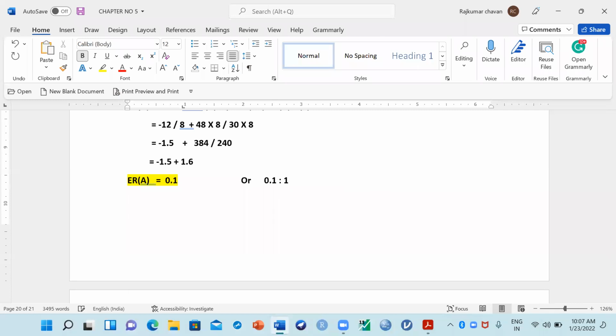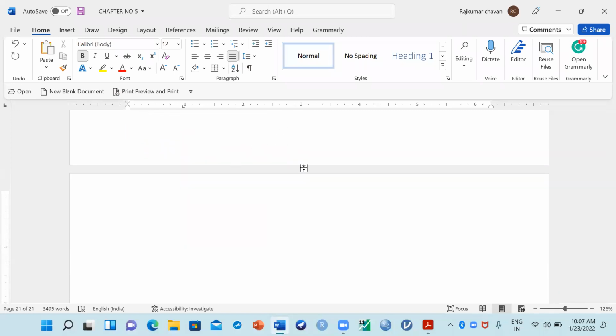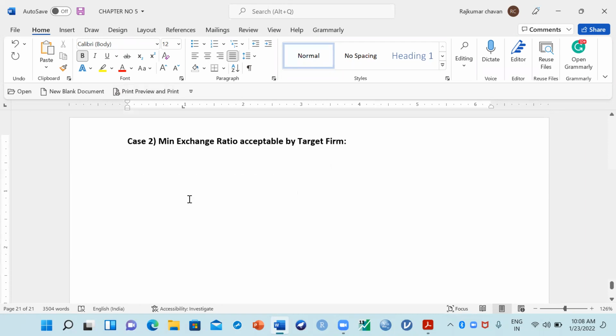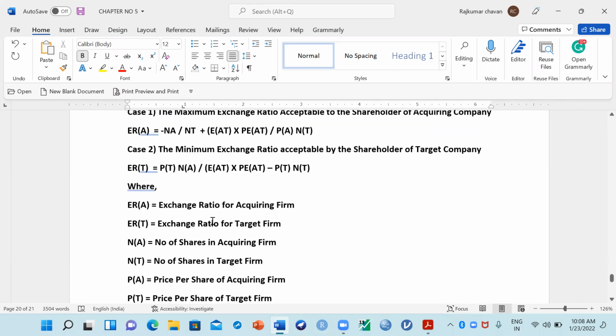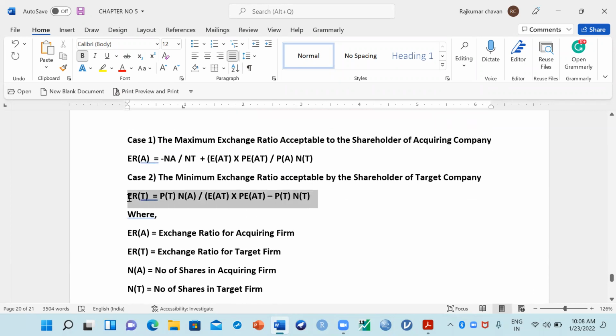Now, let us go to the next one. What is the next one? Case 2. And what is case 2? When there is a minimum exchange ratio acceptable by the target firm company. That is the second case I am going to solve here. So now let us go to the second case formula. Based on that, we'll write on. I'll just write on here. There is a case 2 I have written. I'll just copy this formula.